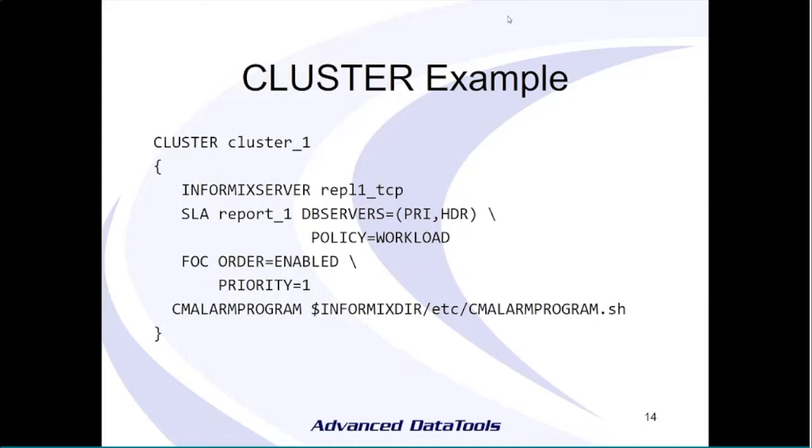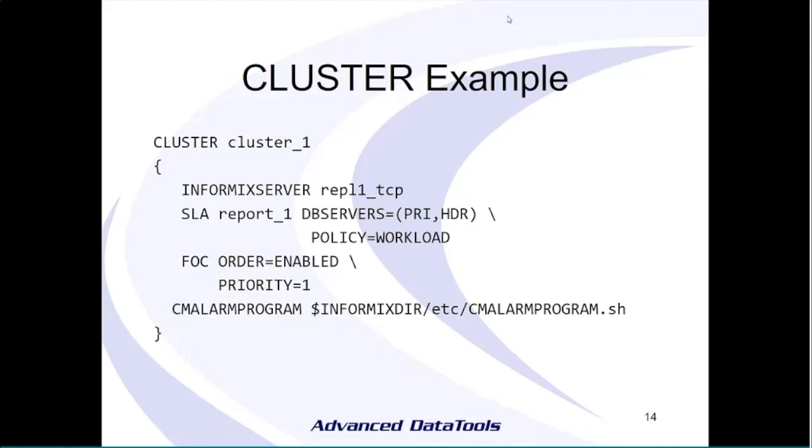Then the next thing, on the next line, is SLA. This is our listener. In this case, we're calling this listener report_1. This can be named however you want, followed by a number of parameters. We're going to go through all the parameters in a moment, but just for a sample, we're going to use DB servers. This is which servers we're connecting to, and this one is primary and our HDR secondary. These are all on the same line, or you can use the slash if you want to break lines. The next one is our policy.